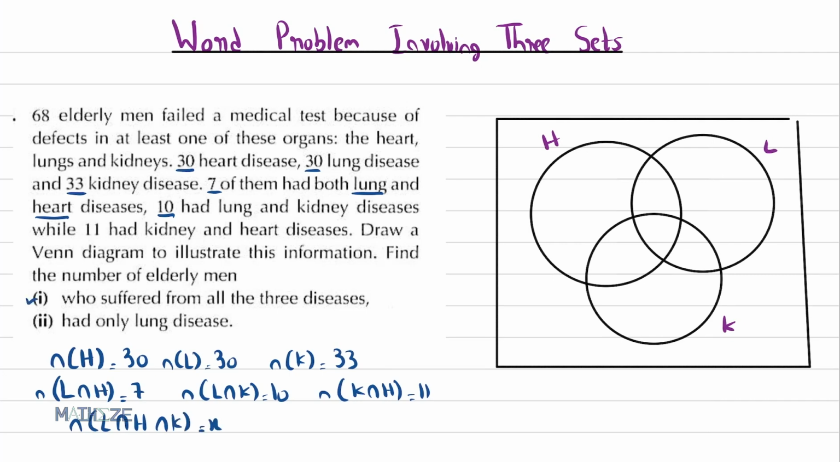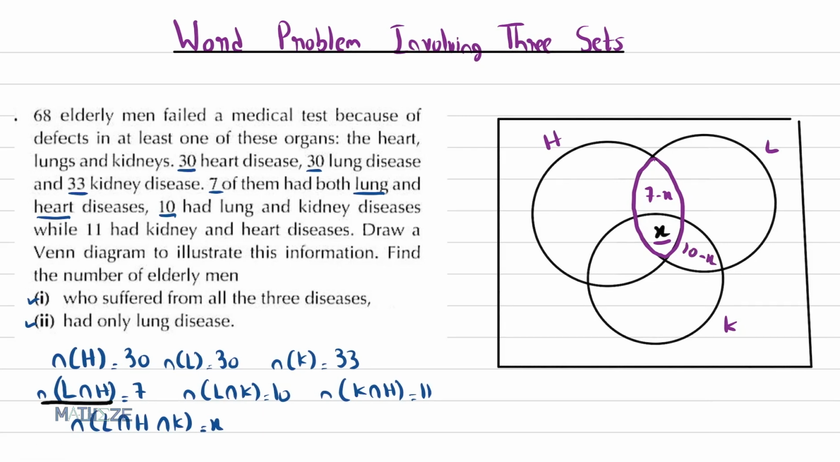We need to find that, and in part 2, we need to find the only lung disease answer. Let's begin. We don't know how many people had all three diseases, so you're going to write x. The Venn diagram of three sets of data will look like this. Lung intersection heart are how many? 7. That means this entire thing should be 7. So if this is x, this remaining part will be 7 minus x. Similarly, lung intersection kidney will be 10 minus x, and heart intersection kidney will be 11 minus x. Got this?